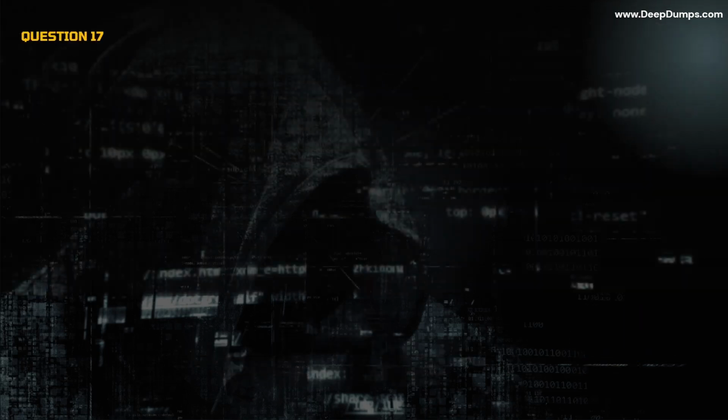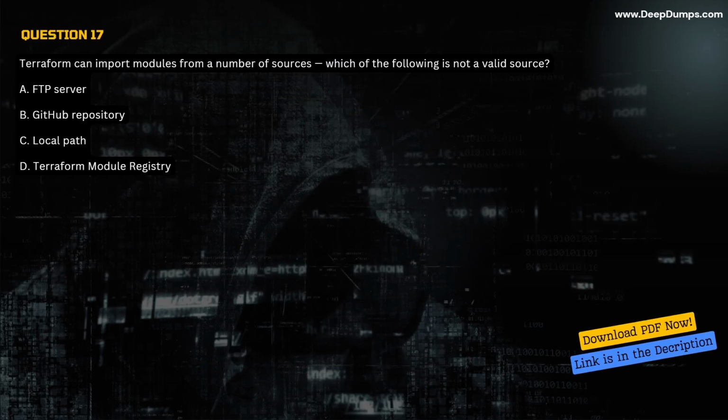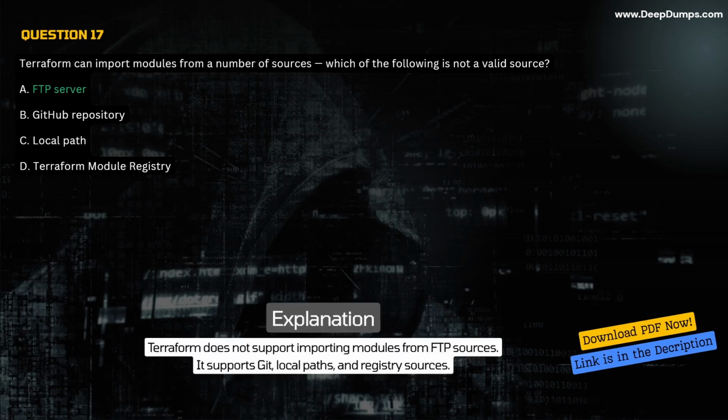Question 17. Terraform can import modules from a number of sources. Which of the following is not a valid source? A. FTP server. B. GitHub repository. C. Local path. D. Terraform module registry. Correct answer, A. FTP server. Explanation: Terraform does not support importing modules from FTP sources. It supports Git, local paths, and registry sources.